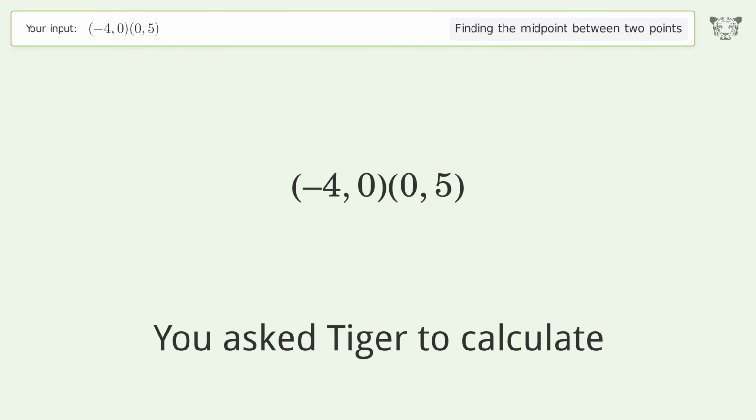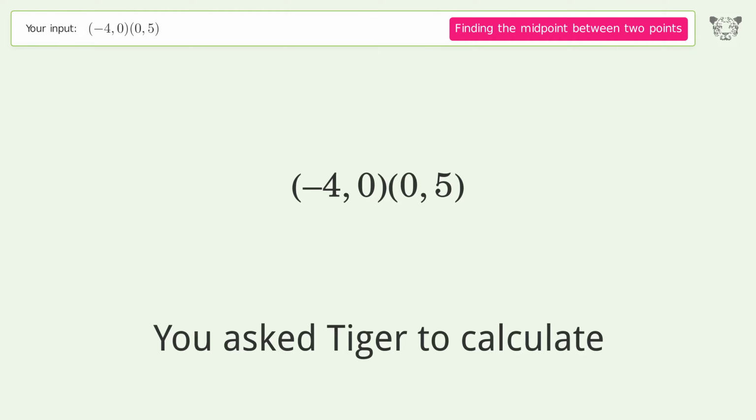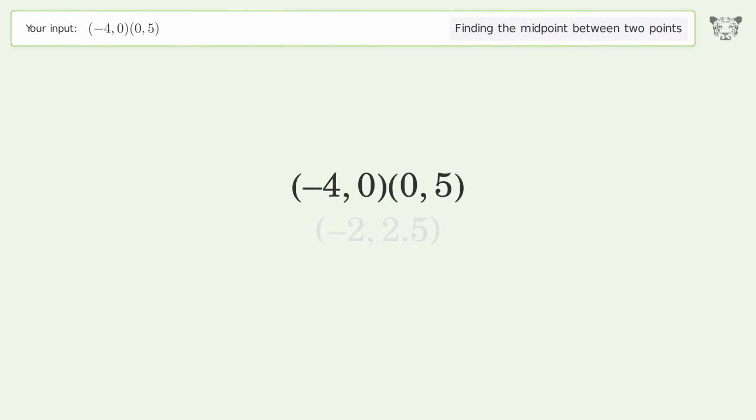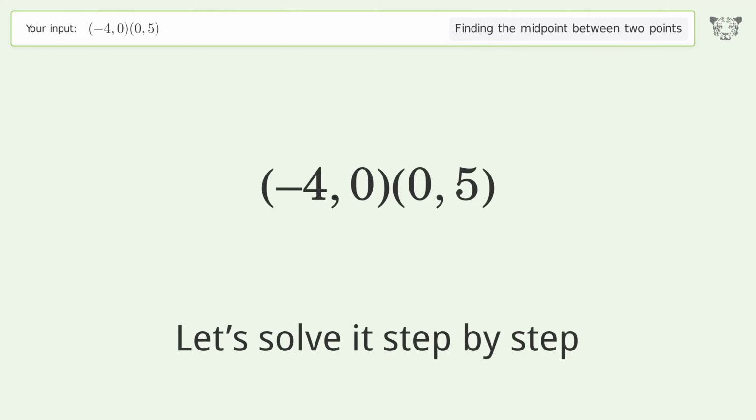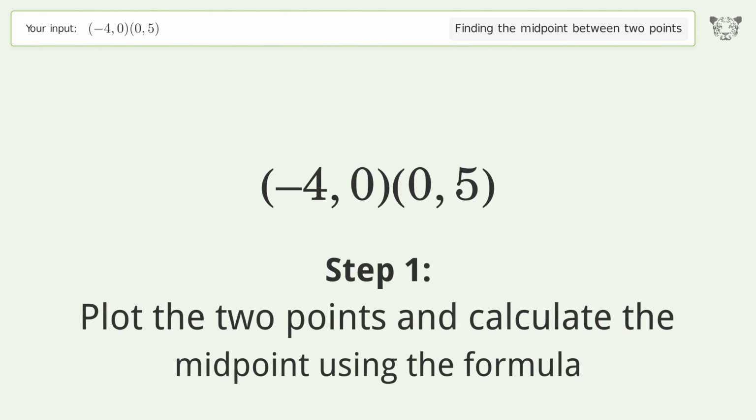You ask Tiger to calculate. This deals with finding the midpoint between 2 points. The midpoint between the 2 points is -2, 2.5. Let's solve it step by step. Plot the 2 points and calculate the midpoint using the formula.